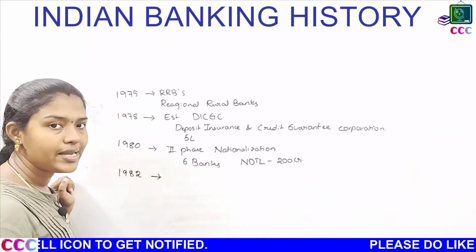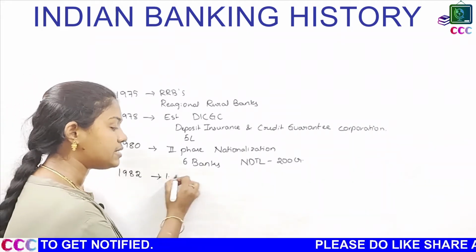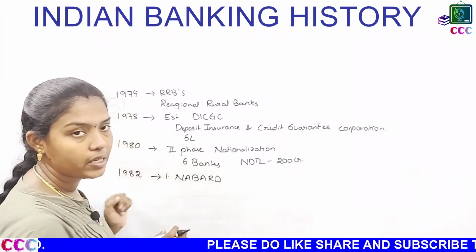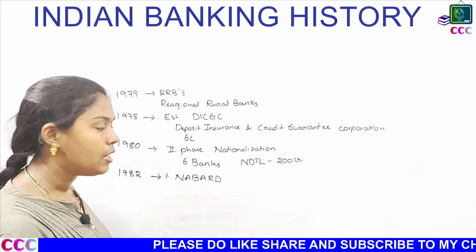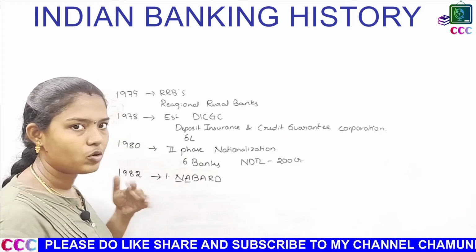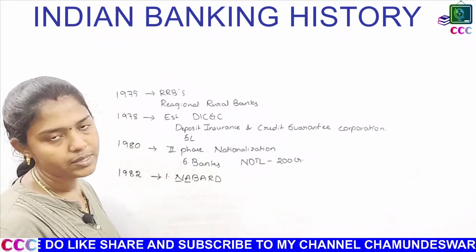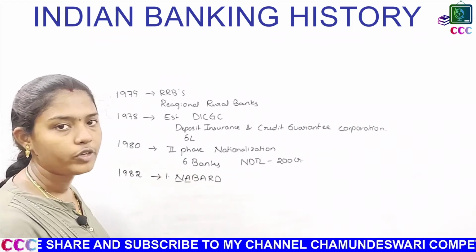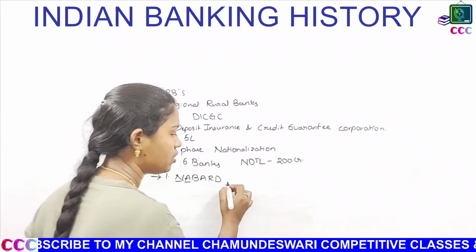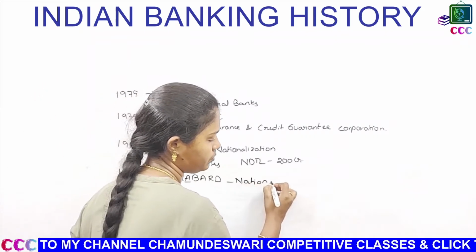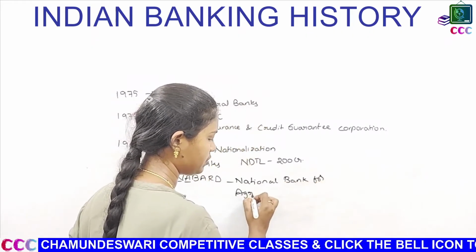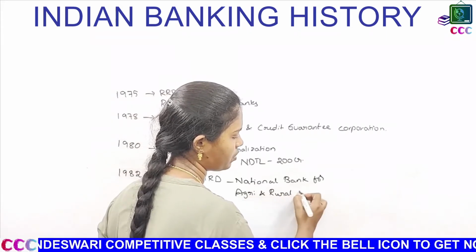Next, 1982. In this year also two important things took place. The first thing is NABARD was established. What does NABARD stand for? National Bank for Agricultural and Rural Development. Many students will make a blunder here. Since N comes after A, they will think it is National Agriculture. That is a blunder. The full form is National Bank for Agricultural and Rural Development.